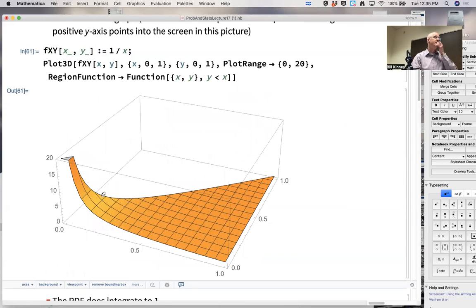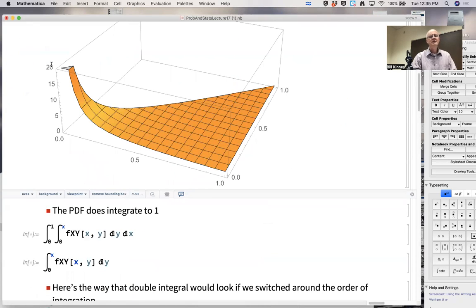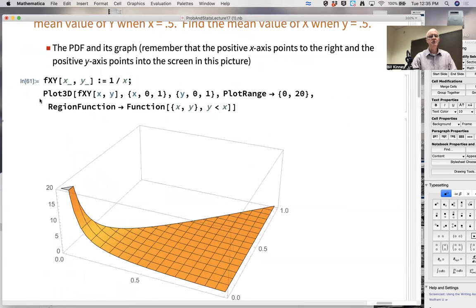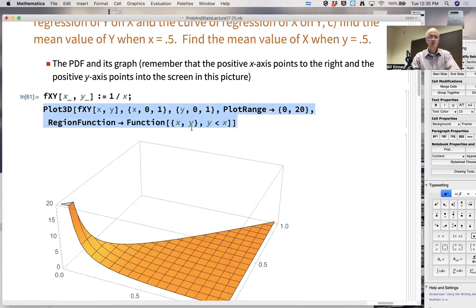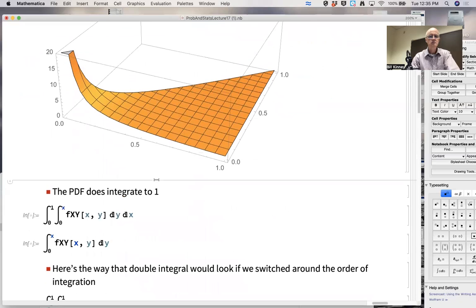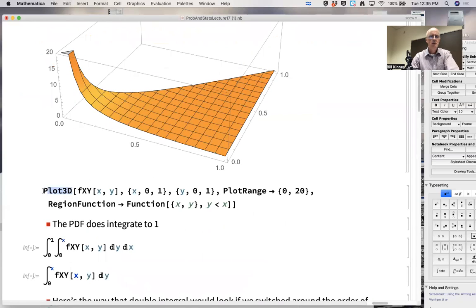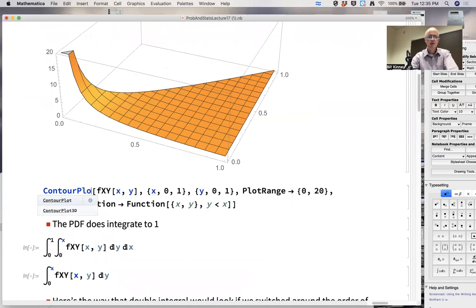It's the volume of the solid underneath that graph that equals 1. That makes this a PDF. And that does equal 1 in spite of the fact that there's a vertical asymptote here as x approaches 0. It's not the only way to visualize this. You can also visualize it with a contour plot.